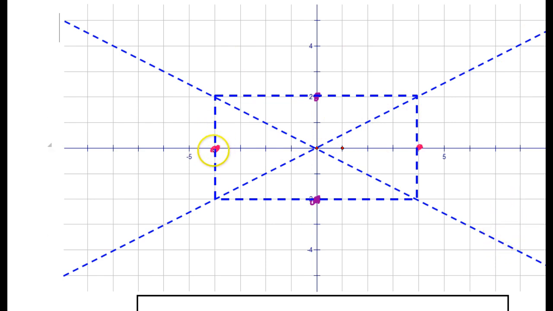So we could actually go ahead and draw the hyperbola right now. Remember, these red dots are the vertices. The branches should start at the vertices and approach the asymptotes on either end.